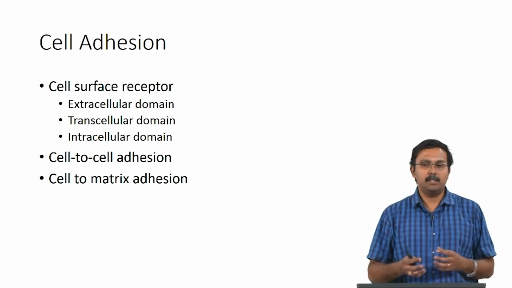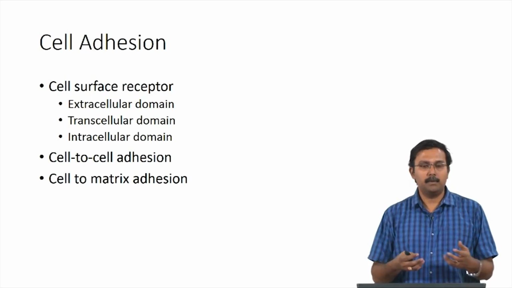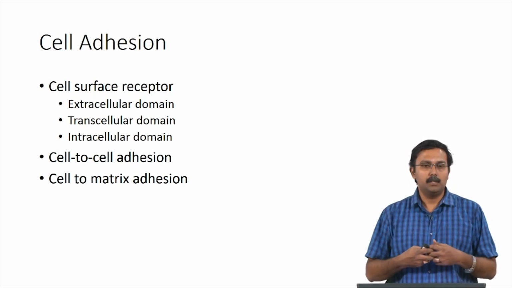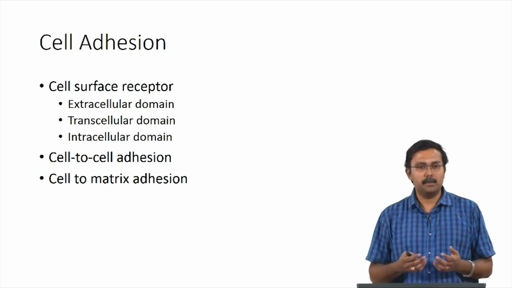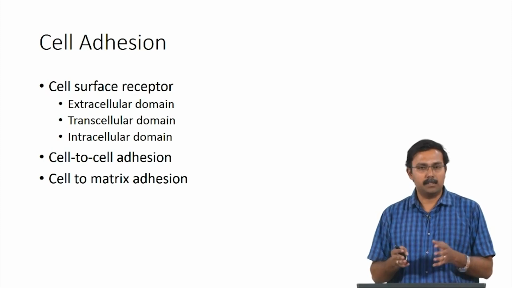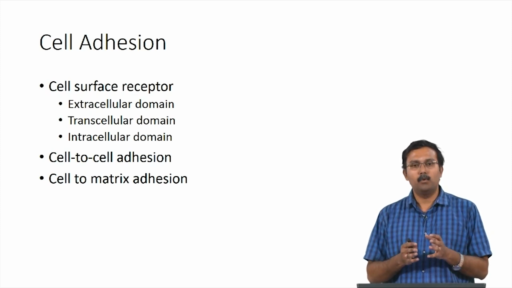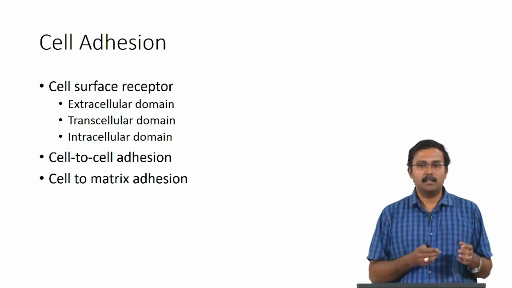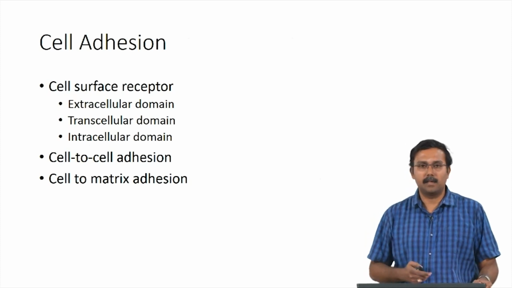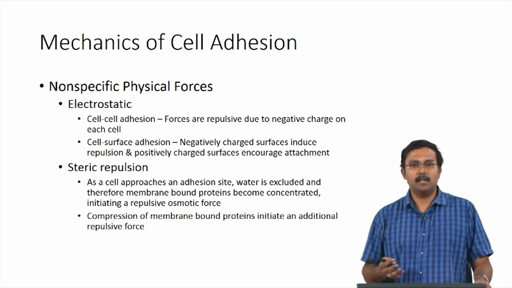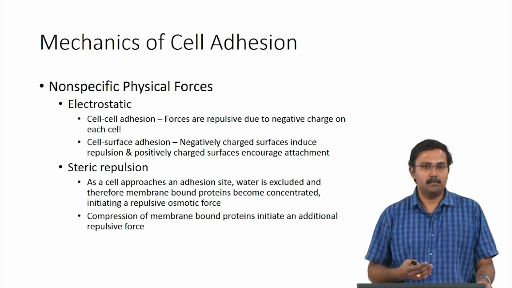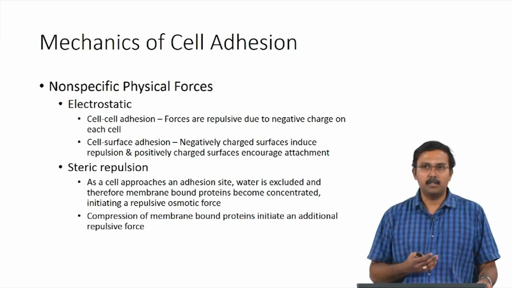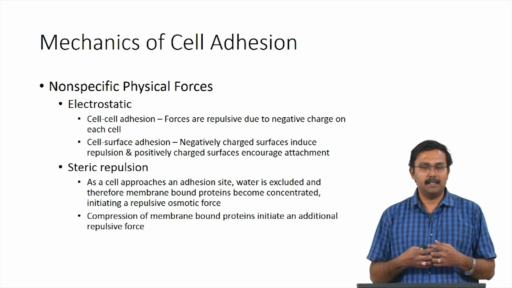You also have cell to cell adhesion, where cells of a similar or different kind adhere to each other using some of these receptors and form different junctions, or you could have cell to matrix adhesions. It is important to know the difference between the two, and they usually are uniquely different. Some types of junctions are more commonly seen in cell to cell interactions, whereas others are more commonly seen in cell to matrix interactions. When you are talking about the mechanics of cell adhesion itself, there can be non-specific physical forces such as electrostatic or steric repulsion or van der Waals forces, which could play a role when it comes to interaction of cells.